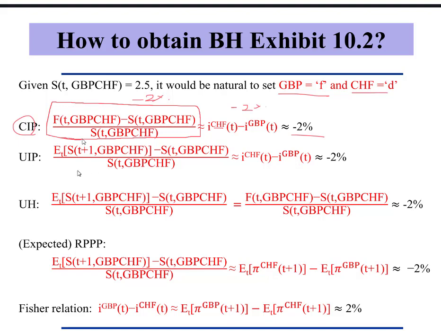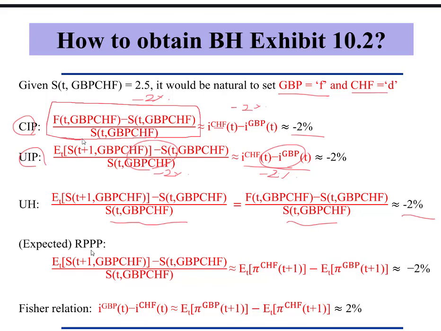UIP says the expected change in GBP CHF is equal to the interest rate differential. This is again minus 2%, and we know that the pound is expected to depreciate. So minus 2%. So we just verify the relationship between the expected change in the exchange rate and the interest rate differential. And then we can verify the relationship between the expected change in the exchange rate and the forward discount on pound. So that's the UH hypothesis, minus 2%.